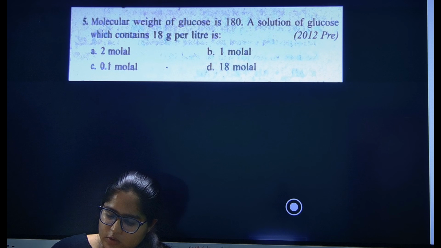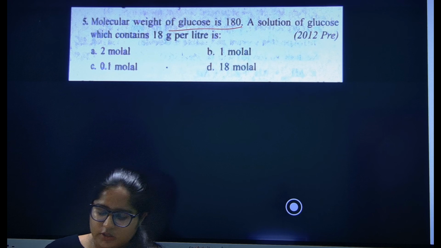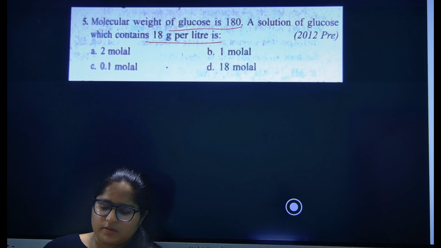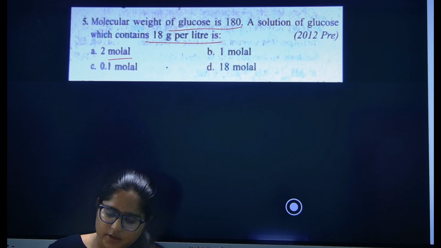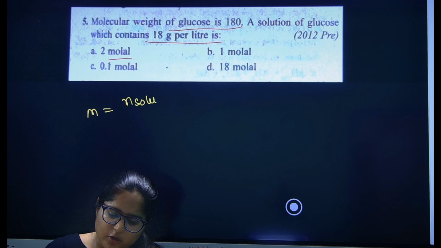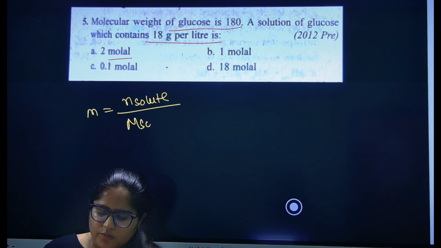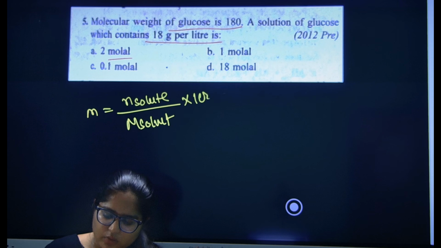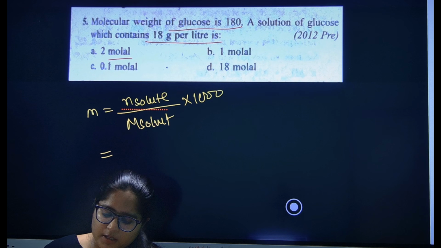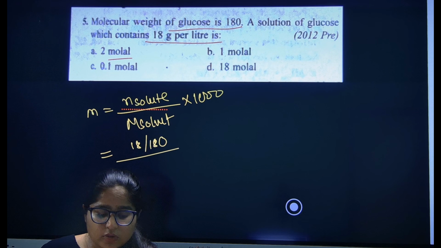The molar mass of glucose is 180. A solution of glucose contains 80 gram per liter. So the given mass is given, the molar mass is given. What are they asking? Molality. What is the formula for molality? Molality equals moles of solute by mass of solvent into 1000. Moles of solute: how do we find it? Given mass by molar mass. Given mass is 18, molar mass is 180, divided by the mass of solvent.